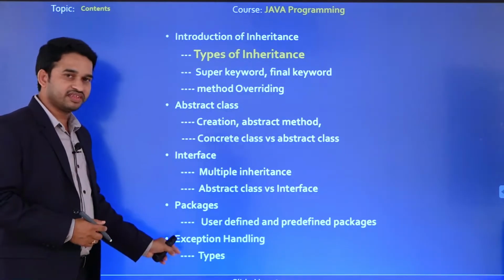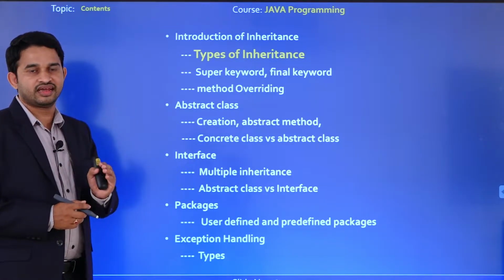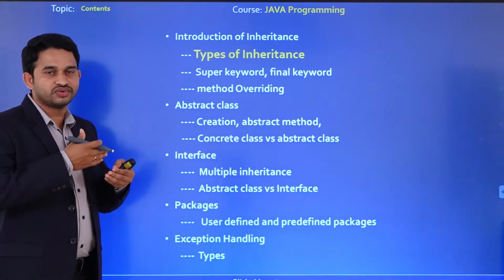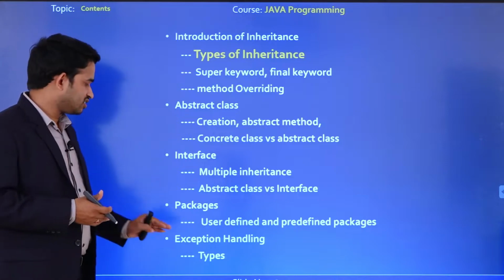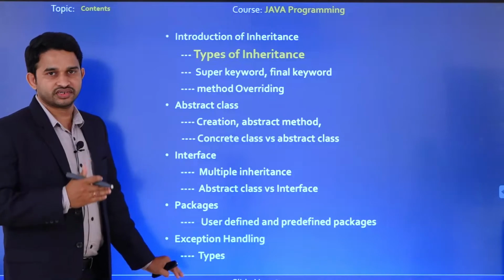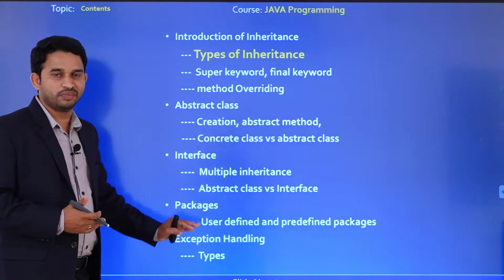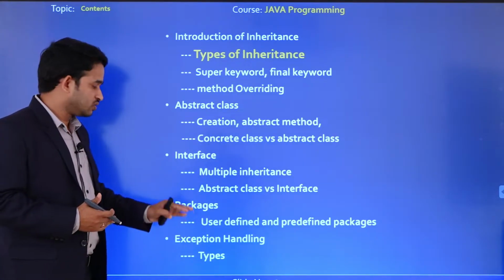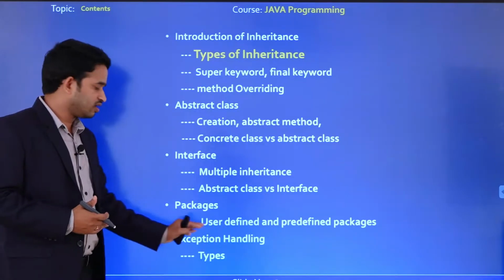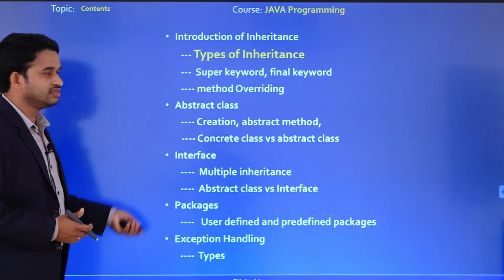Then the next chapter is exception handling. What is the meaning of an exception? An exception means an abnormal condition that stops the flow of execution of a program. Maybe logical errors are there, maybe syntax errors are there. Those types of errors we are handling in this exception handling chapter, and we will also discuss the types of exceptions. So these are the contents in this unit 3.